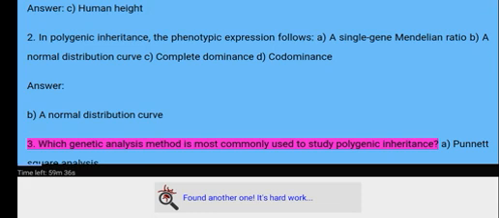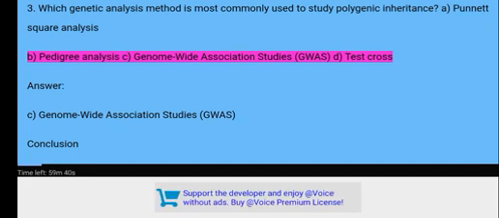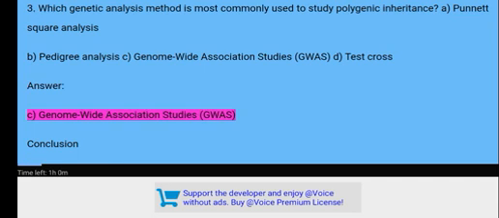3. Which genetic analysis method is most commonly used to study polygenic inheritance? A. Punnett square analysis. B. Pedigree analysis. C. Genome-wide association studies, GWAS. D. Test cross. Answer. C. Genome-wide association studies, GWAS.